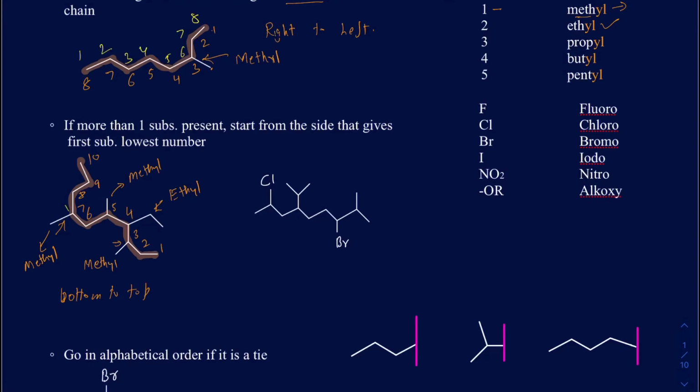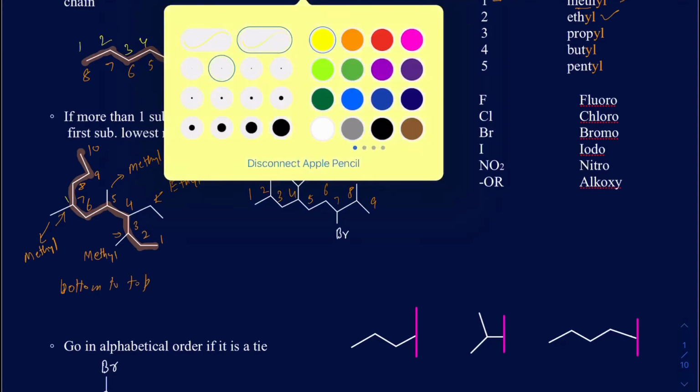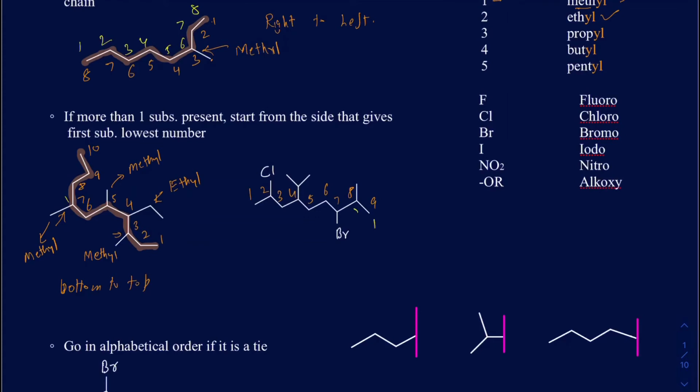What about this next one? Suppose you have obviously more than one substituent, and both ends get the same numbers, if you count from the right side or the left side. So in this particular case, if I count it from the left side, that's going to be 1, 2, 3, 4, 5, 6, 7, 8, and 9. And then if I count it from the right side, that's going to be 1, 2, 3, 4, 5, 6, 7, 8, and 9.